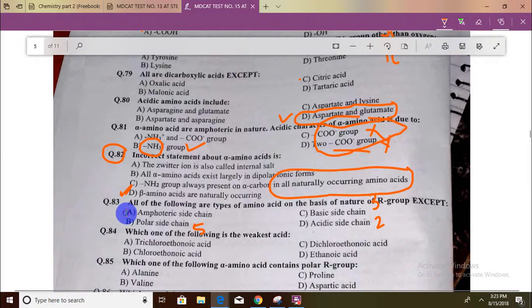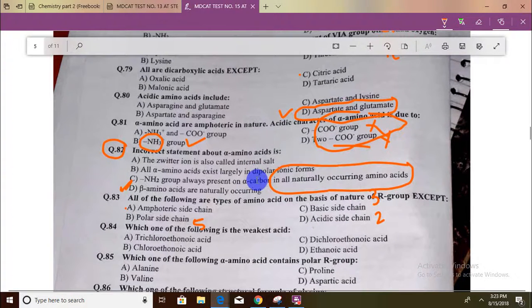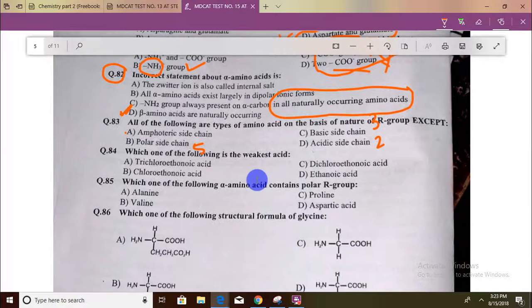So which one of the following is the weakest? Trichloroethanoic acid, chloroethanoic acid, dichloroethanoic acid, or simply ethanoic, because this has no electron withdrawing influence.